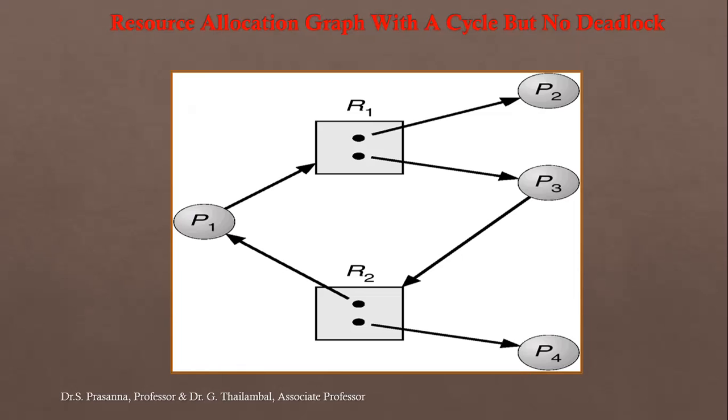So the resource R1 instance requested by P1 also gets released. At the same time, R2 instance also gets released by P4. So therefore, P1 gets both the resources R1 and R2 and completes its execution. You have a cycle between P1, R1, P3, and R2. So even though the cycle is there, in this example, deadlock doesn't happen.